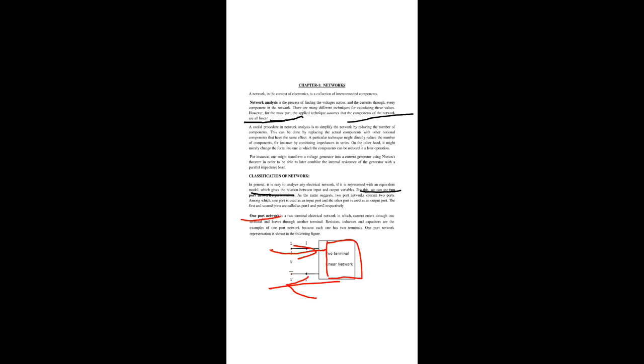Examples of one-port networks are resistor, inductor and capacitor because each has two terminals. A one-port network is represented as shown in this figure. This is the representation of a one-port network.